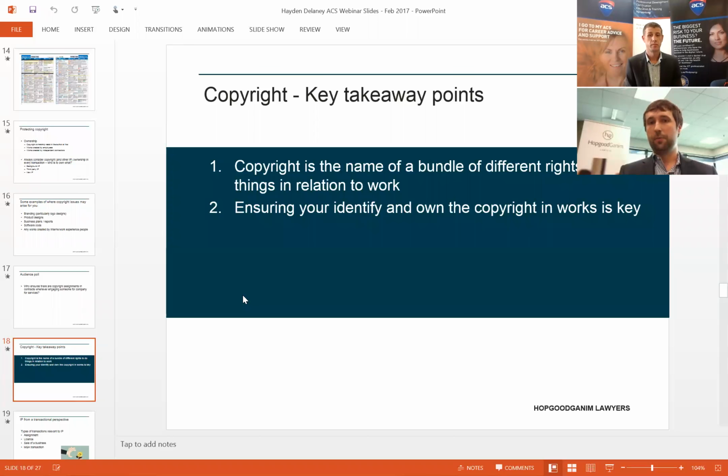The key takeaway points, okay? Copyright is a bundle of rights in relation to a particular work, okay? A work can be a literary work, an artistic work, cinematographic work, all those sorts of things. And a work is an idea reproduced in material form, okay? And it's really important that you ensure you identify and understand who owns the copyright in the works. To really take away.